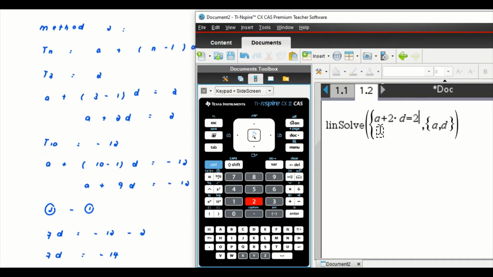After that, you just go down, then you press the second equation. So 2 plus 9, and then d, same thing. Oops, sorry, so multiply d. Then that will give us equal to negative 12. So negative 12. After we got this, then you just enter.